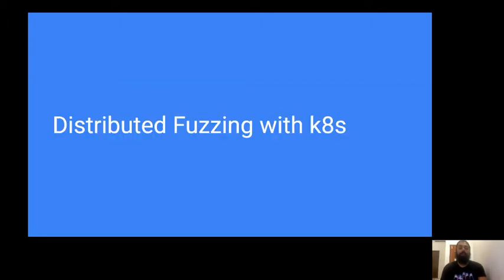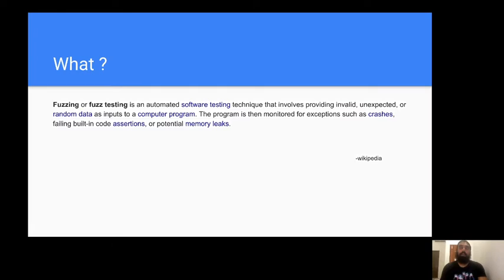Let's talk about distributed fuzzing with k8s. And to start, let's start with what's fuzzing, right? So we have to understand the basics. Fuzzing is an automated software testing technique where we provide invalid input to a program and monitor it for crashes.